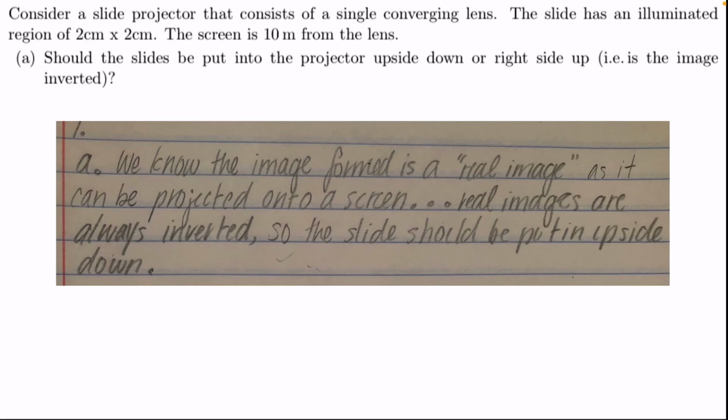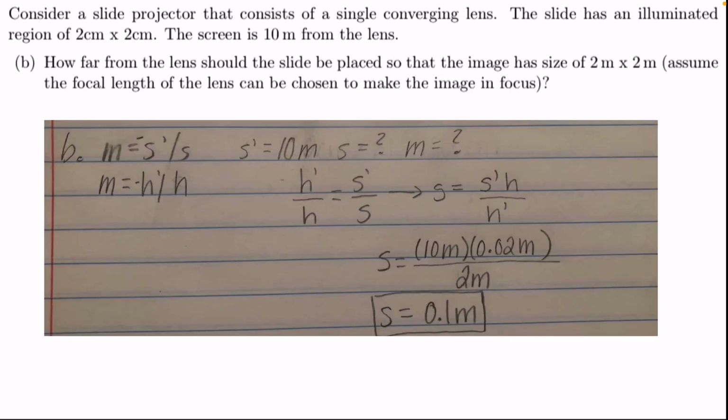We know that the image formed is a real image, as it can be projected onto a screen. And with these converging lenses, real images are always inverted, so the slide has to be put in upside down for the picture on the slide to appear right side up. And this is going to be confirmed later on with a lens drawing.